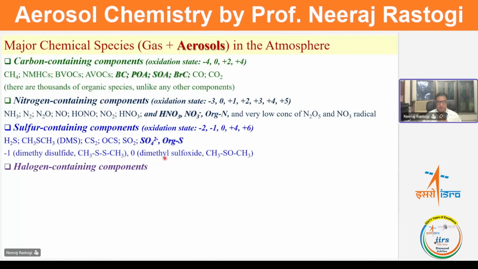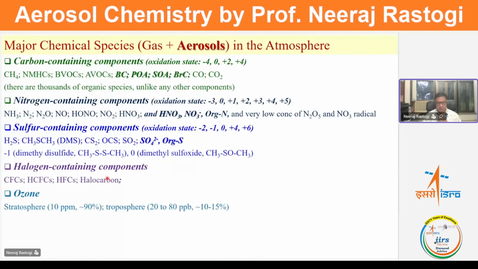Then you have halogen-containing compounds. These are CFCs meaning chlorofluorocarbons, HCFCs meaning hydrochlorofluorocarbons, hydrofluorocarbons, halocarbons, etc. They are all gases, as you see I have not made them bold. Then you have ozone in the atmosphere. At the stratosphere level, it is about 10 ppm concentration, which is about 90% of the total ozone present in the Earth system. At the tropospheric level, it can vary from 20 to 80 ppb, which is about 10 to 15% of the total ozone. And probably you are aware that this ozone is like an umbrella for Earth, shielding us from harmful UV rays coming from the sun.